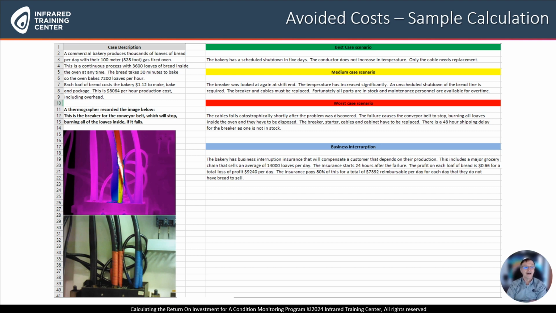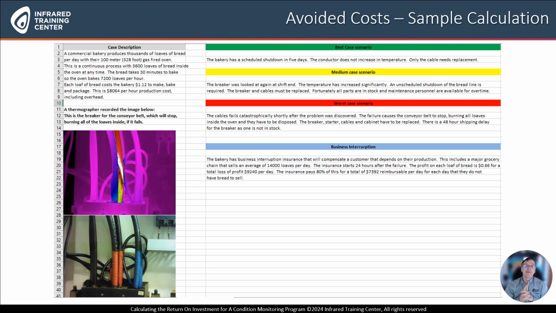And the thermographer wants to know: this particular component was supplying the power to the conveyor belt, bringing all of these loaves of bread into the oven. If it fails, if that goes open before it gets repaired, the conveyor belt stops and everything inside burns. Okay, so that's our case description. Now, the best case scenario: the bakery has a scheduled shutdown in 5 days. The conductor does not increase in temperature, and only the cable needs replacement. And that seems to be reasonable to me.